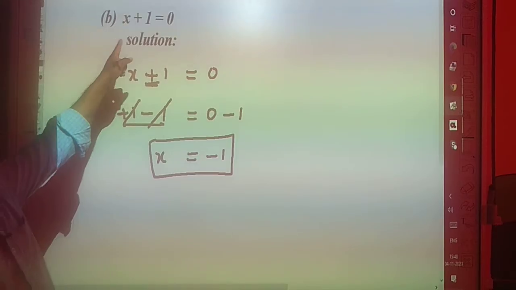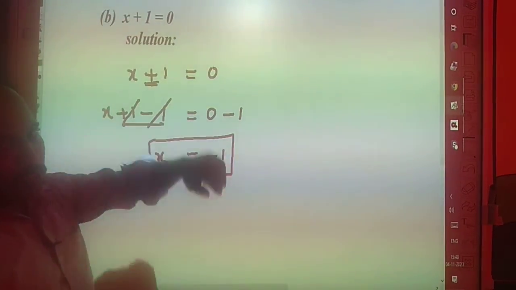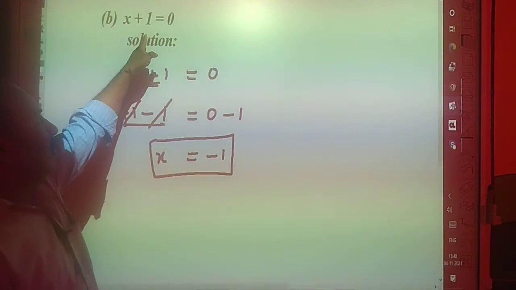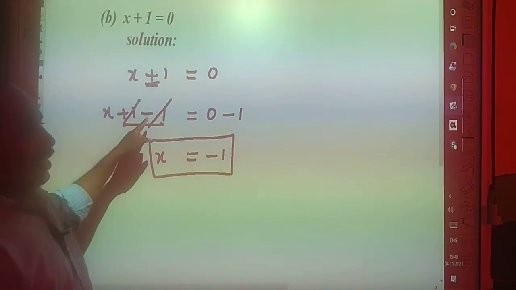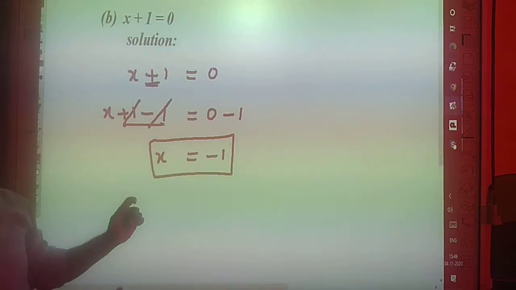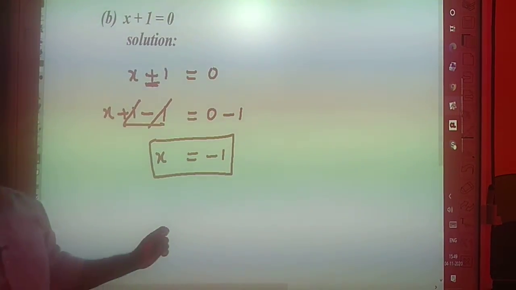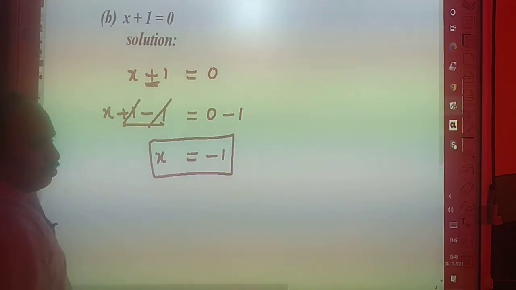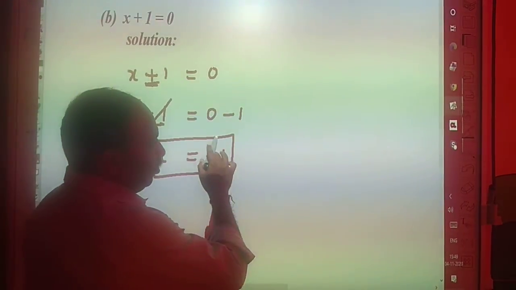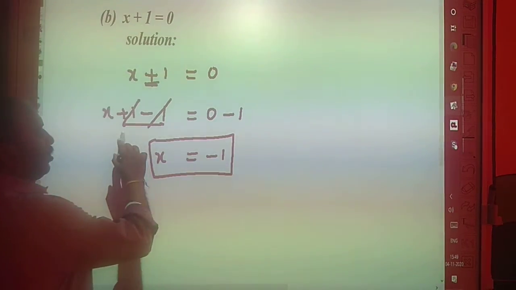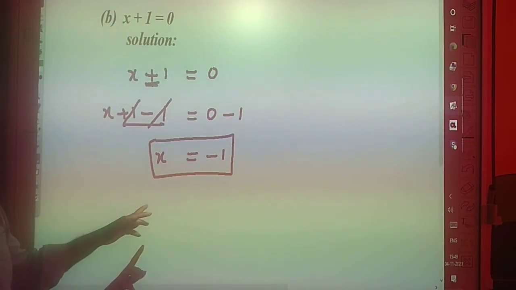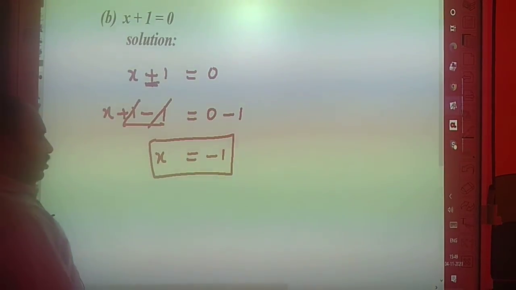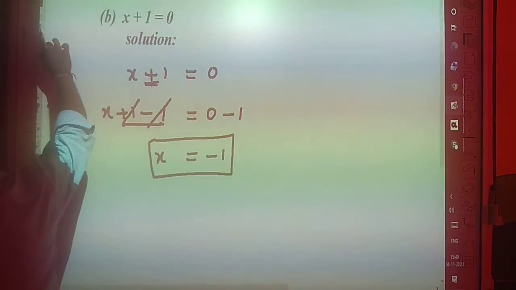Listen here. Our equation is x plus 1 is equal to 0. Here plus 1 is there, so we take minus 1. We want to minus 1 on both sides. X plus 1 minus 1 is equal to the right hand side, 0. Plus 1 minus 1 is cancelled. So x only is equal to 0 minus 1 is equal to minus 1. So our value is minus 1.